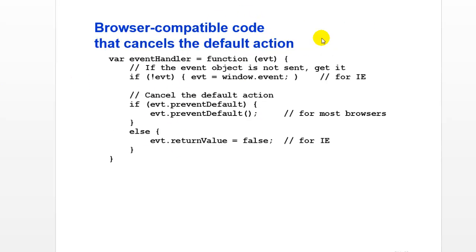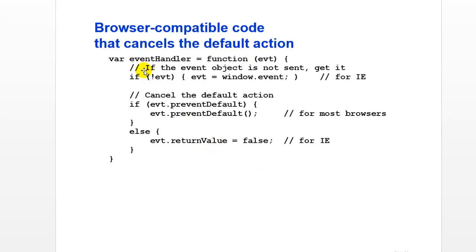So the browser compatible code is the version of the event handler that will take care of browser compliant and non-compliant code. When I say non-compliant, you should think to yourself, in other words, IE. You've got Internet Explorer, that's usually the outlier. So this is how it's done.